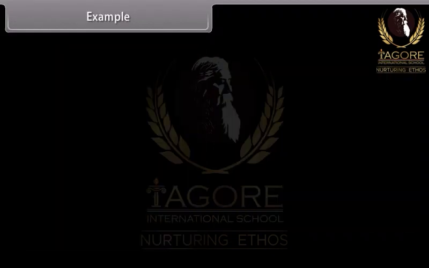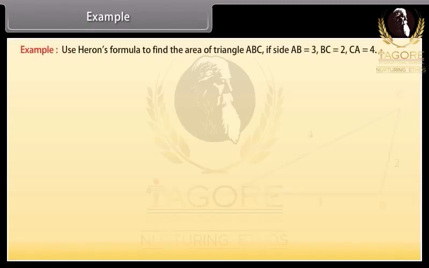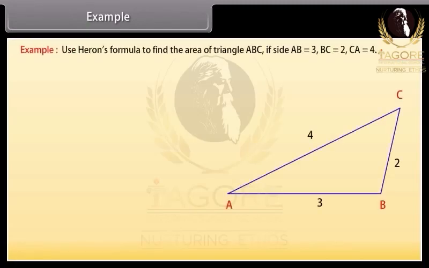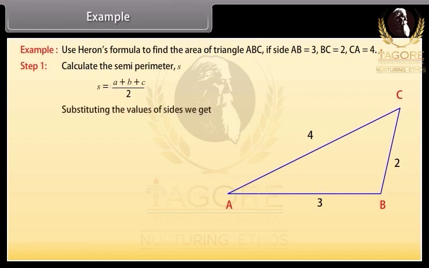Example. Let us look at some solved examples now. Use Heron's formula to find the area of triangle ABC if side AB is 3, BC is 2 and CA is 4. Solution. We will find the area step by step. Step 1. Calculate the semi-perimeter S, which is equal to (a + b + c) upon 2. By substituting the values of sides we get S is equal to (3 + 2 + 4) upon 2, and by solving this we get S as 4.5.